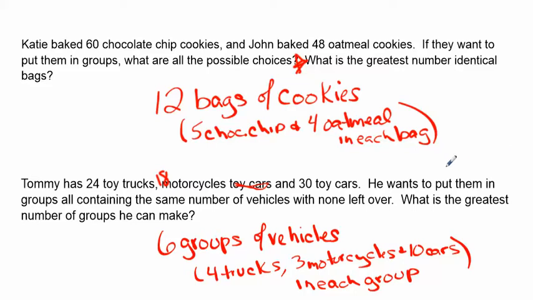All right, let's see how you did. Hopefully you had 12 bags of cookies and 6 groups of vehicles. Now, if you notice, I added a little bit more information. It wasn't asked for, but I always want to add a little bit more. I told you there's 12 bags of cookies, but I also told you how many of each of those cookies were in the bag. So there were 5 chocolate chip and 4 oatmeal in each of those bags, okay?